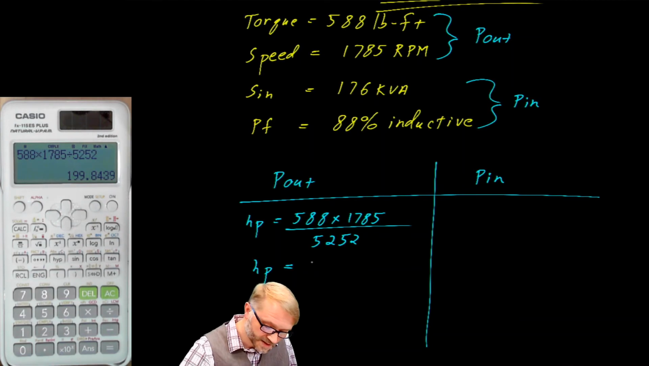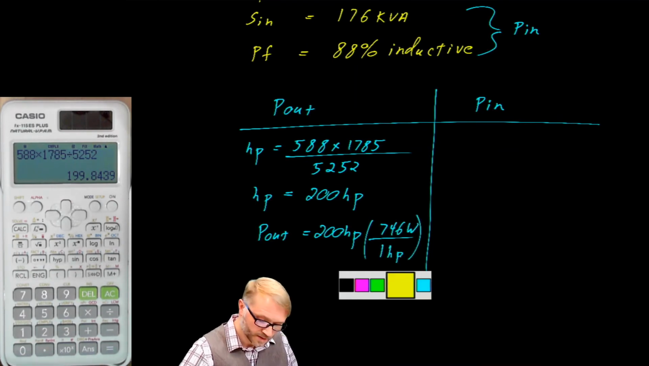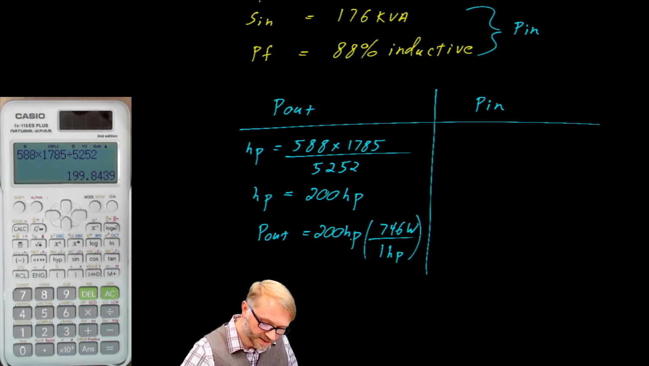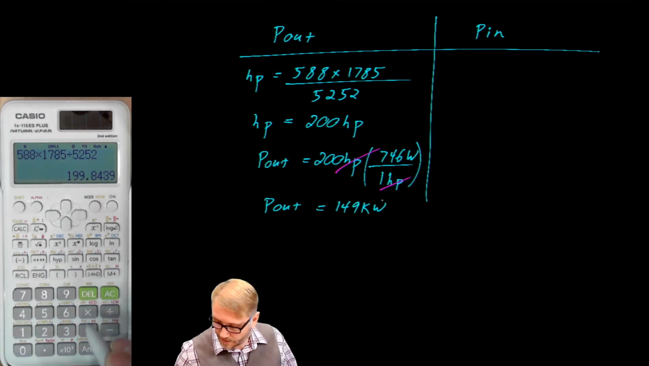It looks like this is a 200 horsepower motor. Quick conversion to kilowatts. So using dimensional analysis, 746 watts to 1 horsepower. We come over here and we cross off the units. We're left with a power out of 149 kW.